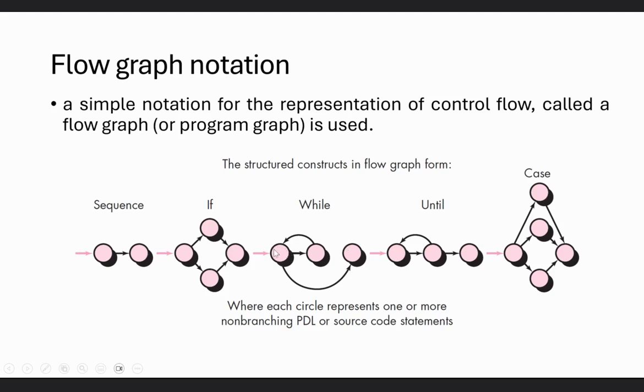For a while loop, this is the node containing your while condition, and if the condition is satisfied, it will execute the statement and become a loop, and if the condition is false, it will execute the next statement. For an until loop, until the condition is true, it will execute this statement, or else it will move on to the next statement. This is the flow graph we can use for switch case. For case 1, case 2, up to case n, we can represent the switch case using this flow graph notation.